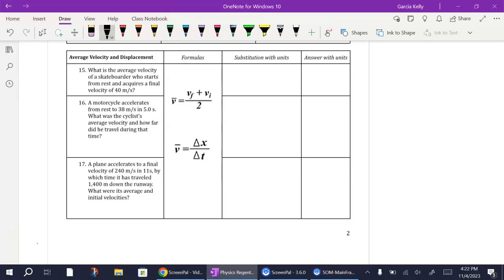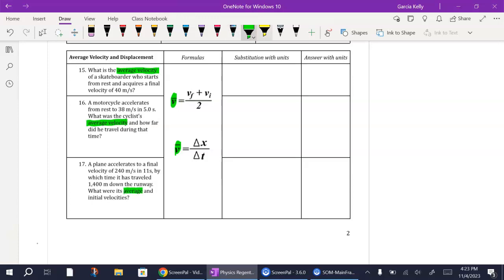I noticed many of you had trouble here from 15 to 17 as well. Let's go ahead and take a look at the quantities that we have. I'm going to color code like this. When I see average velocity, I'm going to highlight that in green. What was the average velocity? What is the average velocity? What were the average velocities?